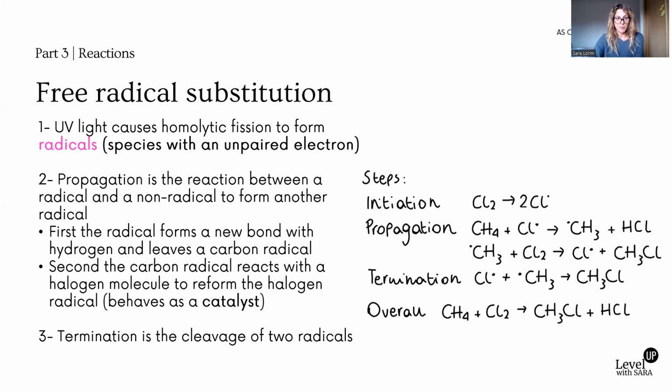In fact, the first step of propagation is, I'm reading down here, first the radical forms a new bond with hydrogen and leaves a carbon radical. So in this case, the chlorine or any halogen would form the first product of this overall reaction, which is HCl or any hydrogen halide. But this leaves behind the radical on the carbon. This is an intermediate, so it will continue to react, and it always reacts with a molecule of the halogen. This is what causes the substitution, reforming the chlorine radical, which in this case is acting as a catalyst. Then the termination step is the combination of two radicals. Those two radicals come together to form the actual product that we want.